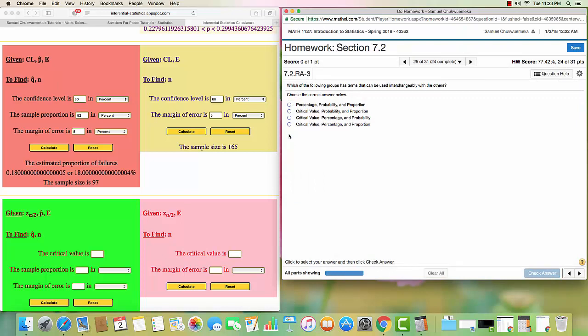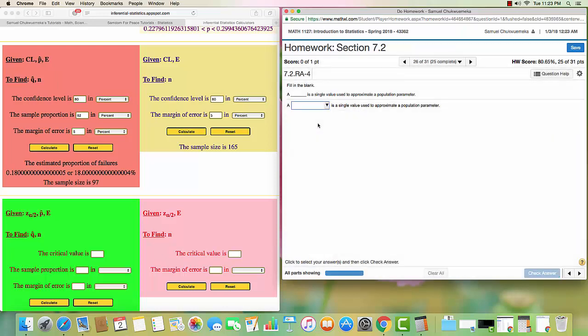Question 25. Which of the following groups has terms that can be used interchangeably with the others? Percentage, probability, proportion, yes. Critical value, probability, no. Critical value, percent, no. Percentage, probability, proportion is the correct answer. A dash is a single value used to estimate a population parameter. Approximate a population parameter. That's a point estimate. These are in my notes. It's on the notes.